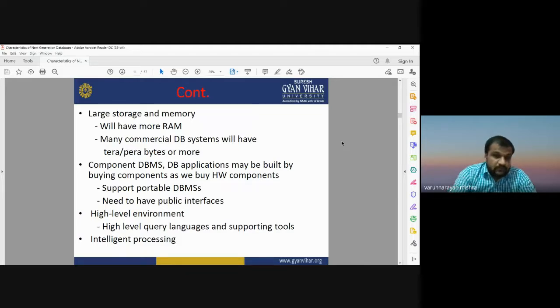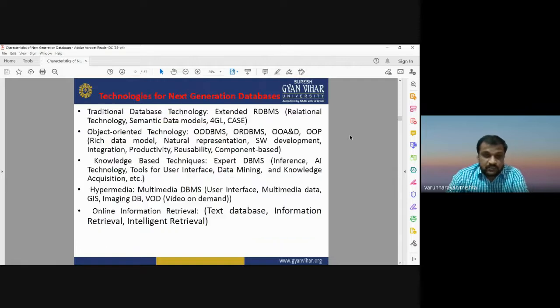The components of a database management system may be built by buying some components, supported by a portable database management system. We should also have public interfaces. It should have a high level environment, meaning it should support high level query languages and high level query processing, support tools, and have some intelligent processing system. So these are some properties of next generation database systems.